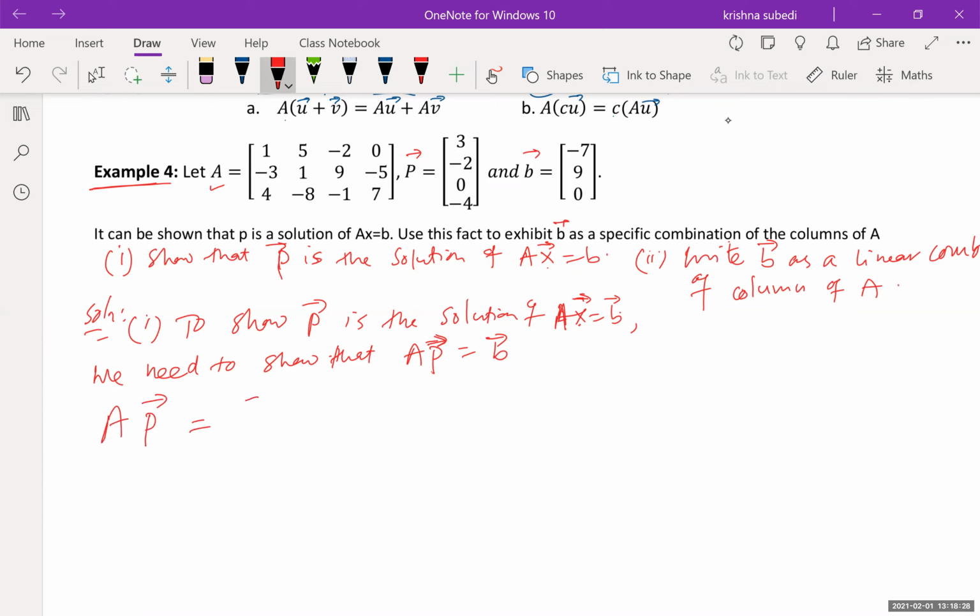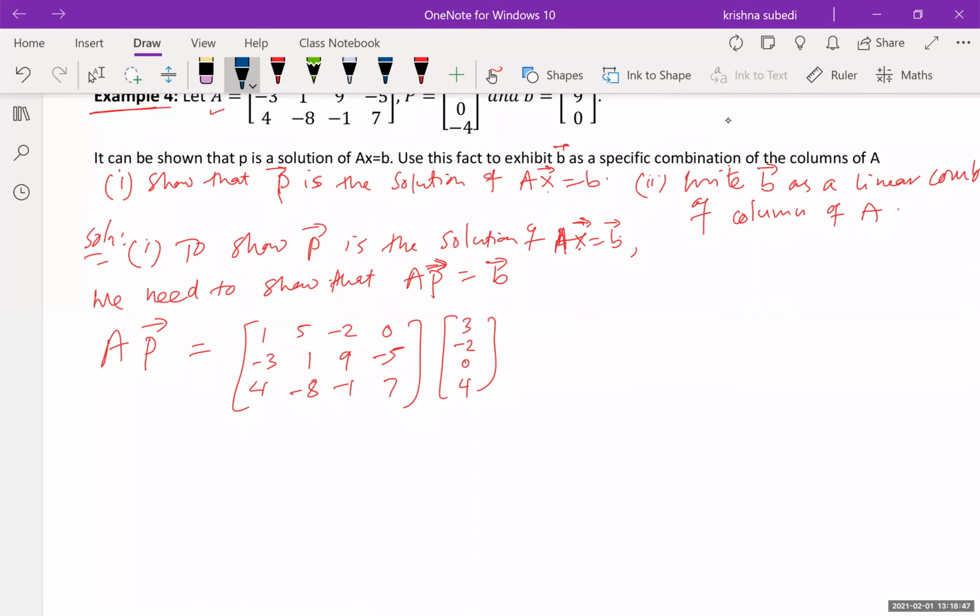So A is, let me just copy that, 1, 5, -2, 0, -3, 1, 9, -5, 4, -8, -1, and 7. And P is 3, -2, 0, and 4. Notice that this matrix A is 3 by 4, and matrix P is 4 by 1. So the matrix multiplication exists, and the resulting matrix must be of size 3 by 1. So let us multiply that.